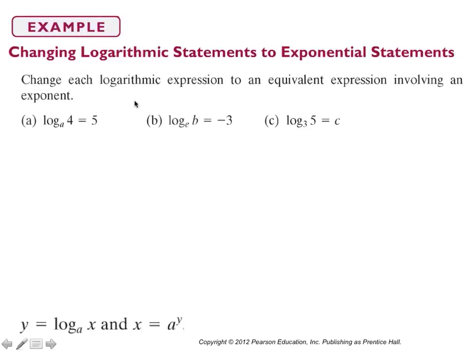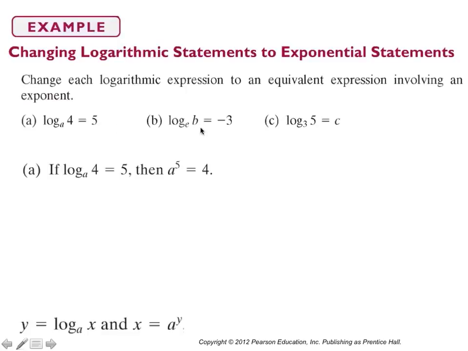Okay, now we're going to go the other way around. So it's the same idea, but this time we're given a logarithmic expression and we want to change it into an exponent. All right, so we have log to the base of a of 4 is equal to 5. So that would change into a to the 5th, it's our base, to the 5th power is equal to 4.